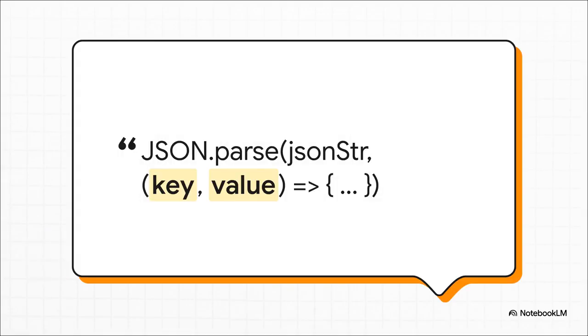But JSON.parse has a hidden superpower. It's an optional second argument called a reviver. And this little function is our solution. It basically runs for every single key value pair while the JSON is being parsed, and it lets us intercept and transform values on the fly.